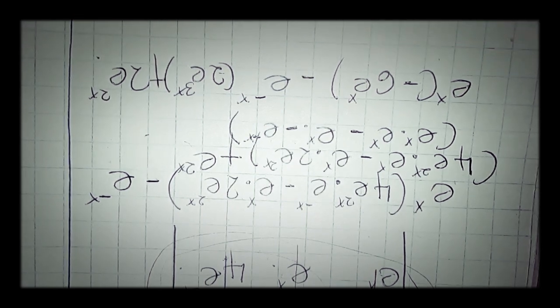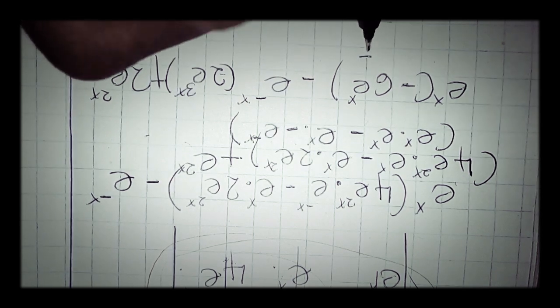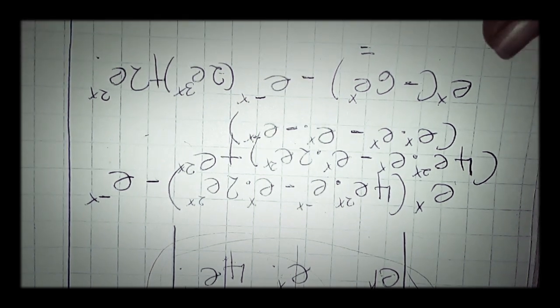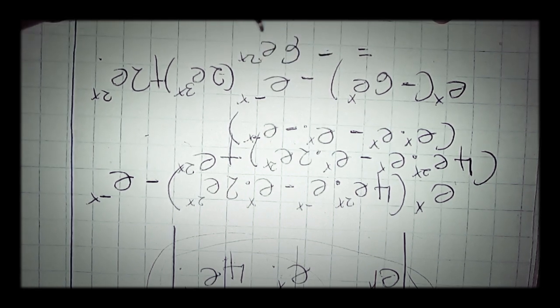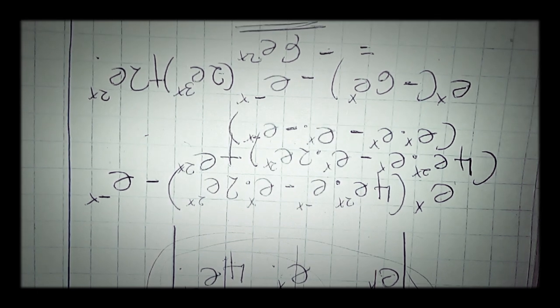So if we work out all these, this will be negative 6e^(2x). That will be our answer. It's not a long sum. It's just as easy as that, finding the determinant of the functions of x and the derivatives with respect to x.